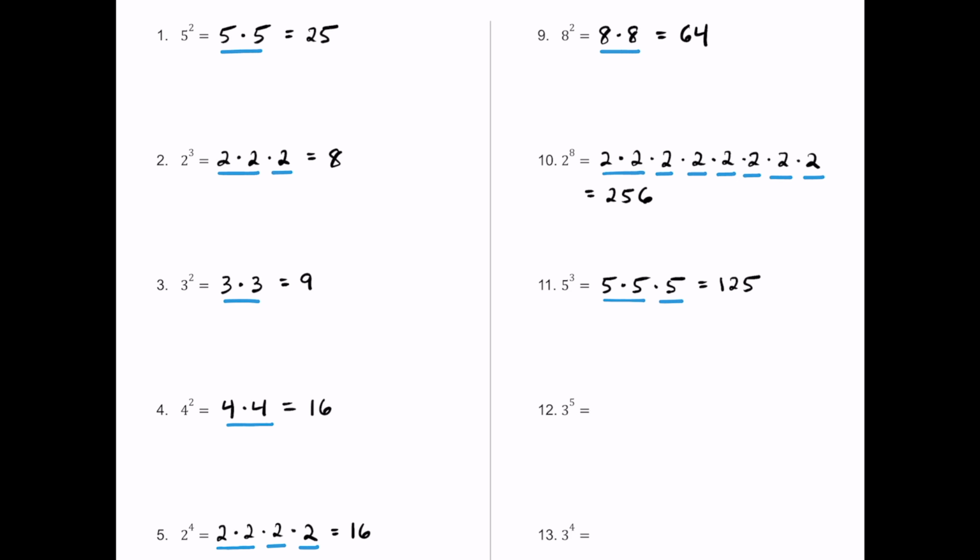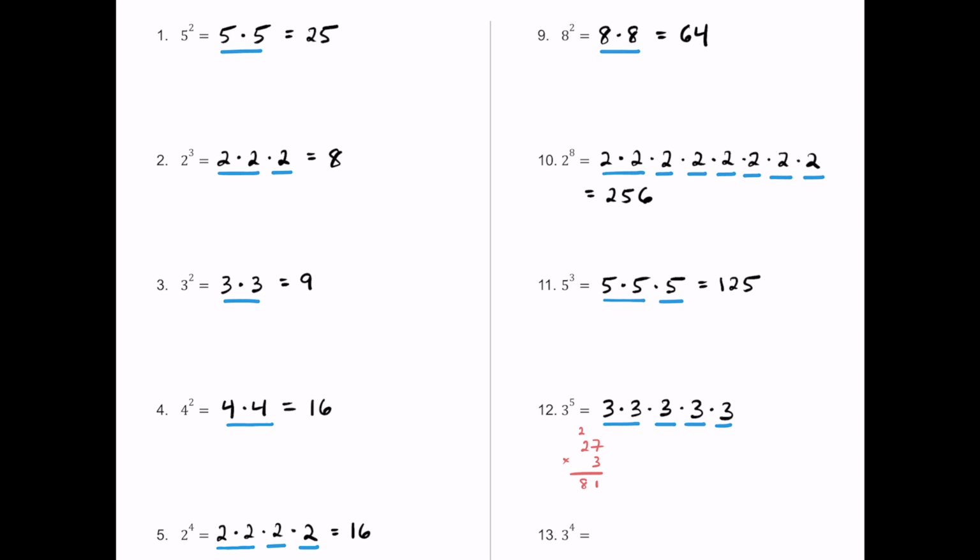For number 12, we have 3 to the fifth power, which is going to be 3 times 3 times 3 times 3 times 3. Okay, so the first two 3s multiplied together, I know that's going to be 9. 9 times 3 is going to be 27. 27 times 3, I believe, is 81. But I'm going to go ahead and write that out just so you can see it. 27 times 3, and that's going to be 21, carry the 2, and that's going to be 6 plus 2 is 8, so it is 81.